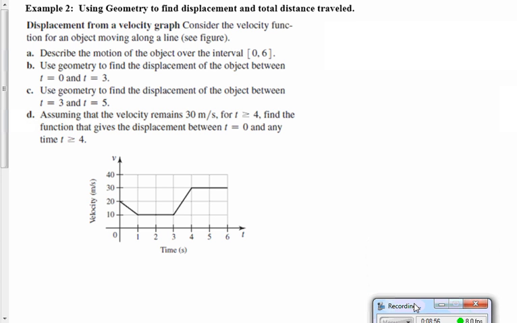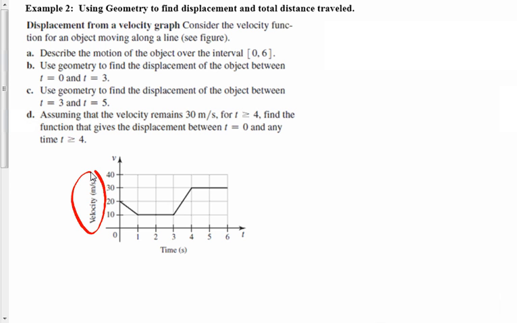Is the object ever stopped? No, because this is a velocity curve. What does a horizontal segment on a velocity curve mean? Moving at constant speed or moving at a constant velocity. So this object is always moving. In what direction is this object moving? It's moving forward, or whatever we determine to be the positive direction. So you might want to think about that as you're describing. The object slows down and then maintains a constant velocity, increases its speed, and then maintains another constant velocity.